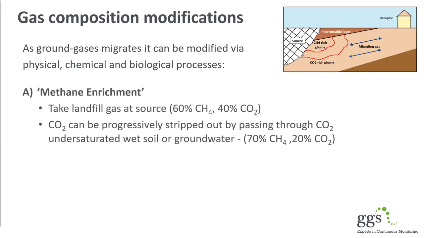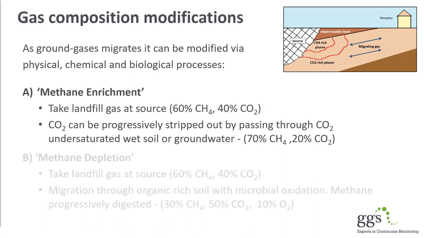We can get what's known as methane enrichment happening. Let's say we had a landfill gas, 60-40 split. If that gas then migrates through wet ground that's undersaturated with respect to CO2, what you will see, or potentially see, is that CO2 will get absorbed into the groundwater. And effectively, when you're doing your monitoring further away, you'll get higher methane and lower CO2 than you would potentially be expecting. But remember, we measure percentages and not mass. So essentially, we have the same methane, maybe even a little bit less, but because we've stripped the mass of the CO2 out, it looks like we've got more, okay?